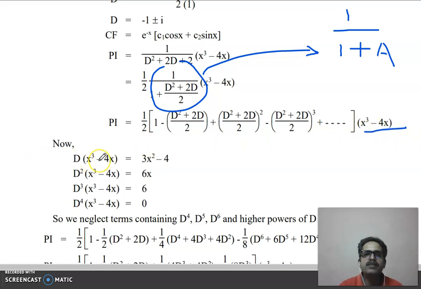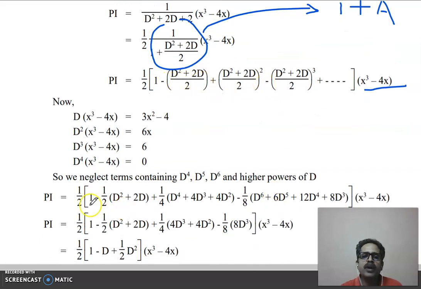Now consider this quantity. To find D of this, meaning the derivative of this, it is this. Again apply D on both sides, we obtain this. Again apply D on both sides, we obtain this. Again apply D on both sides, we obtain 0. You can see that the derivative of x cube minus 4x is this. That means I take one more derivative. As the fourth derivative of this quantity is 0, we have to neglect the terms containing D raised to 4, D raised to 5, D raised to 6 and higher powers of D.